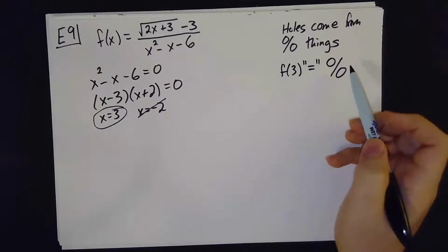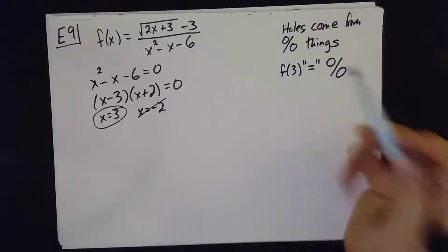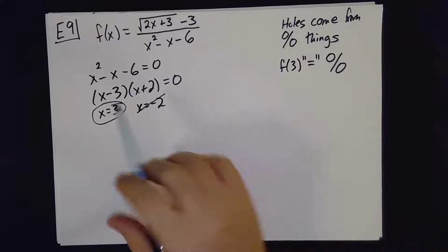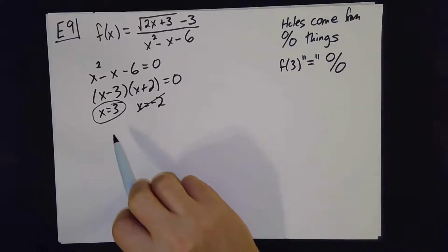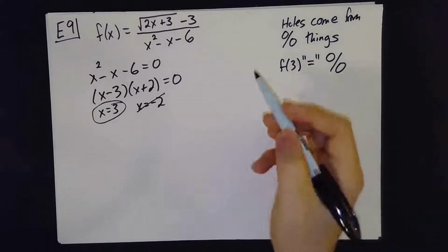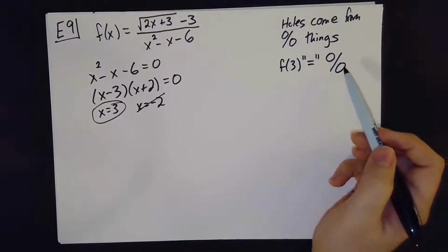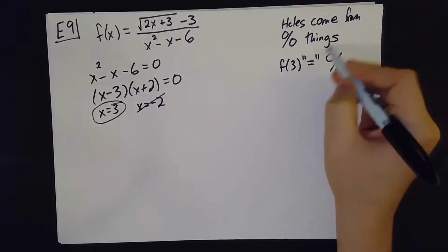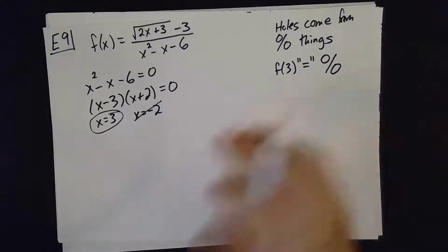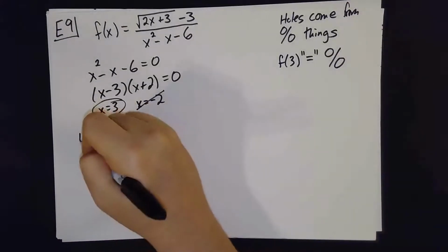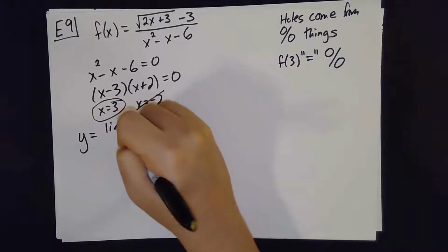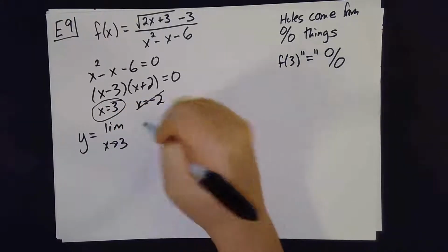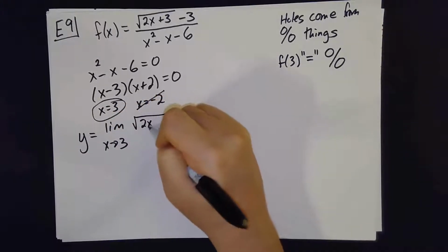Which is where the hole in my graph is coming from. So the x-coordinate of that hole is 3, and the y-coordinate we get by evaluating the limit. Because remember, limits are our tool for handling this 0 over 0 thing. So the y-coordinate I'm looking for is going to be the limit as x goes to 3 of this whole thing.